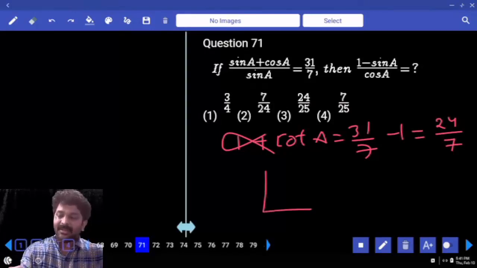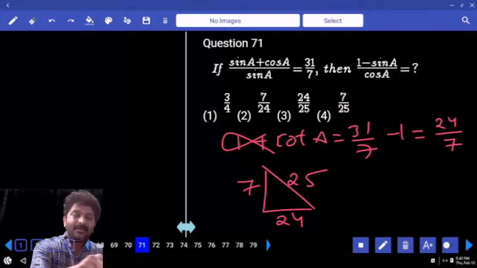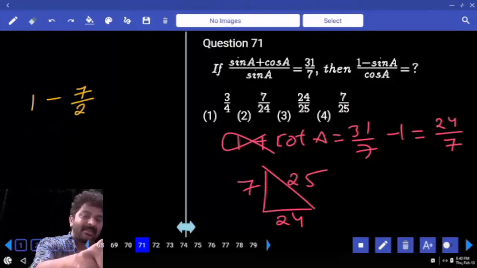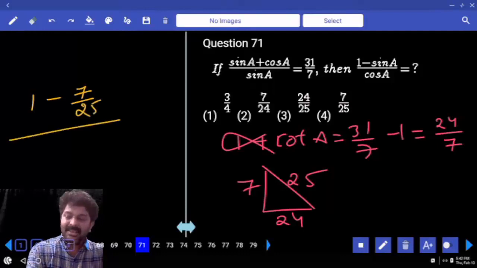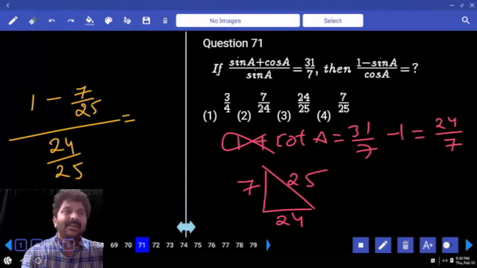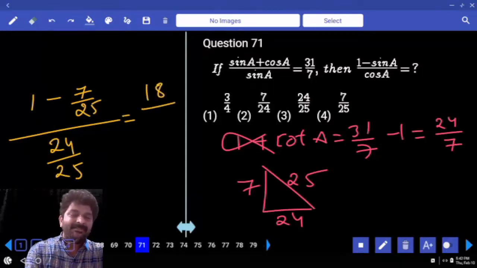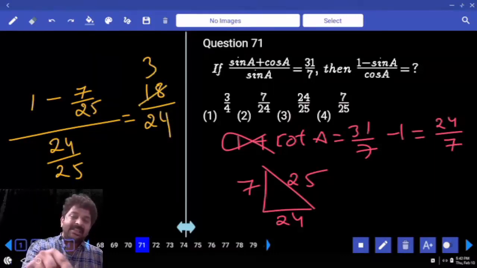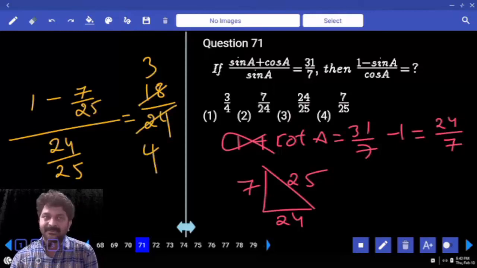Correct? Now frame the triangle. Base value 24 by 7, hypotenuse 25. Now what is your question? 1 minus sin A, sin A in the sense 7 by 25, by cos A, 24 by 25. Simplified value: 25 minus 7, 18 by 25, by 24 by 25. 25 cancel. Finally, you'll have 18 by 24. Cancellation with 6: 3 times, 4 times. 3 by 4, first option.